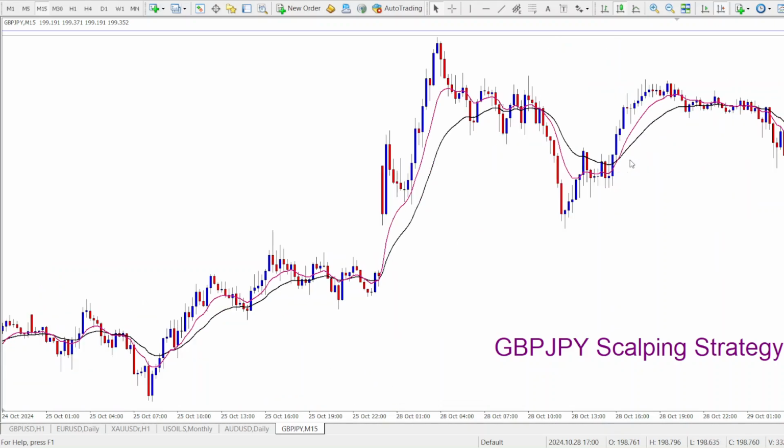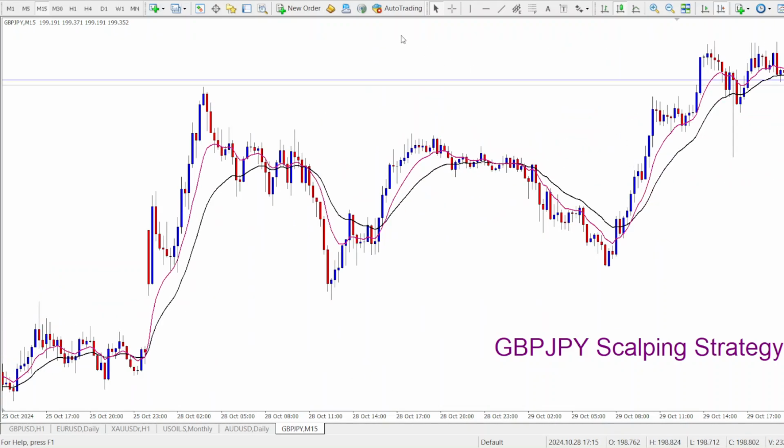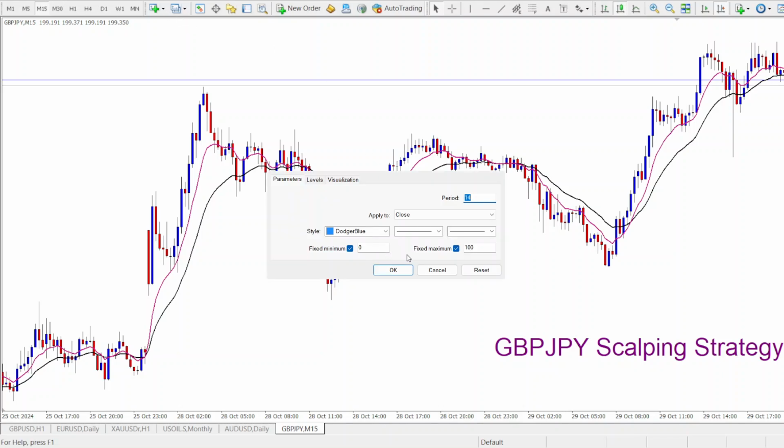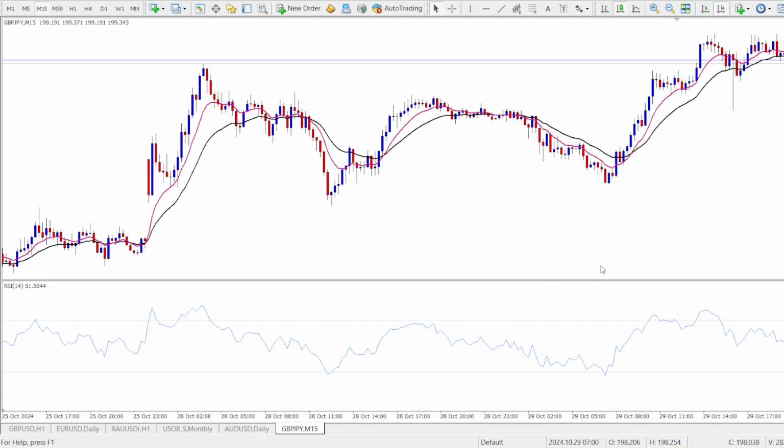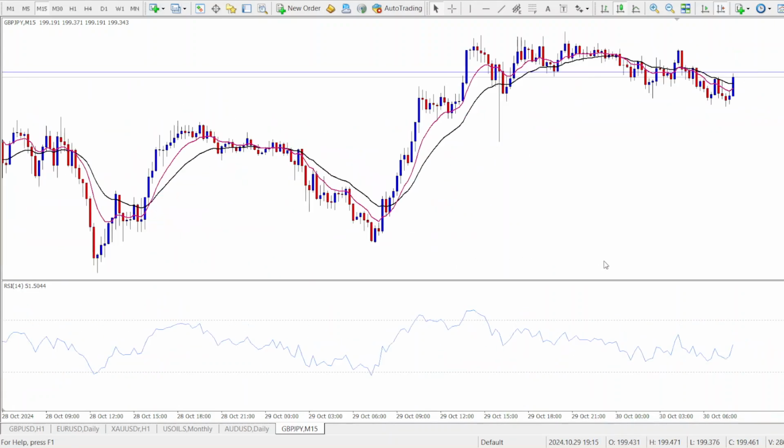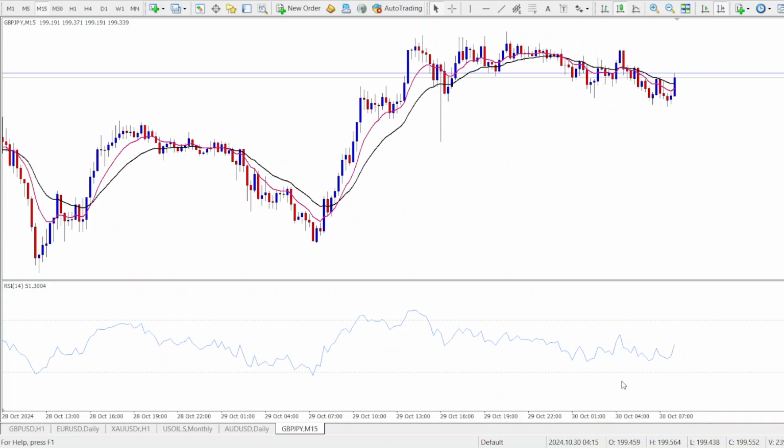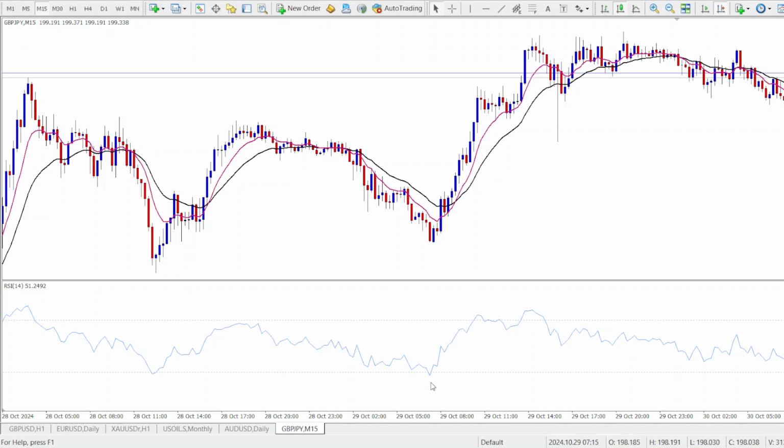Now another powerful tool is the relative strength index. In this strategy, we're also going to be adding the RSI. You set the RSI to 14, as you can see here, period 14 for this strategy. Now when the RSI drops to 30, as you can see in this situation, GBPJPY might be oversold and primed for a bounce, and when it hits 70, it could be overbought, hinting at a pullback.